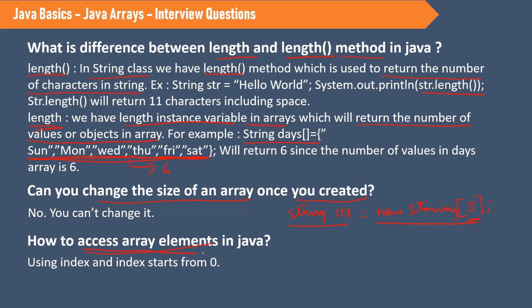How to access array elements in Java? This one we have already seen in many examples. We access the array elements using index, and the index starts from 0. Let's say I have an array arr1. So I can access the elements like arr1 of 0, arr1 of 1, like this. I can access the elements of the array using index.